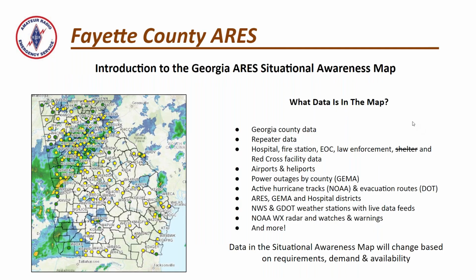Okay, so what data is in the map? There's kind of what I've come to realize is a standard data, a series of standard data sets that have been in the map since the beginning and don't really change. So we've got obviously repeater data, the county laydowns, we've got hospital, fire, EOC, heliports, everything you see on that list there.